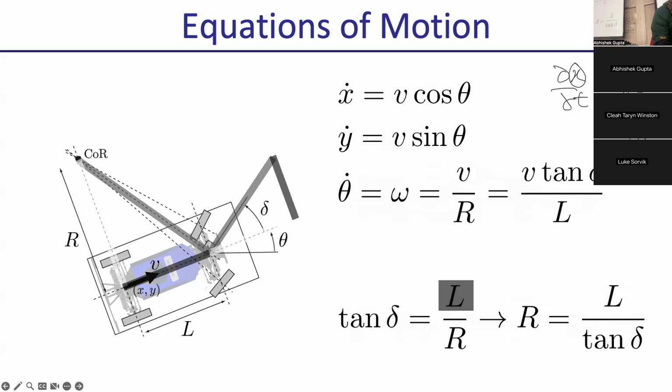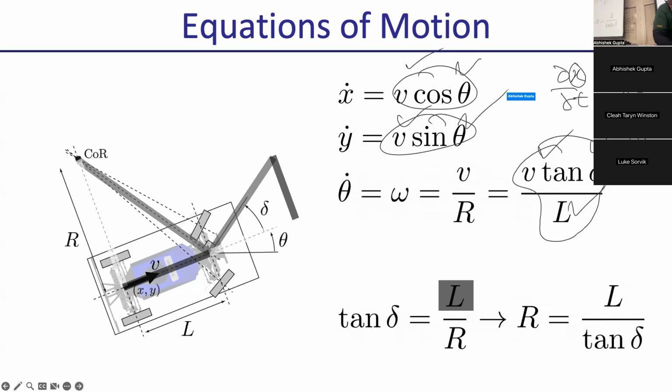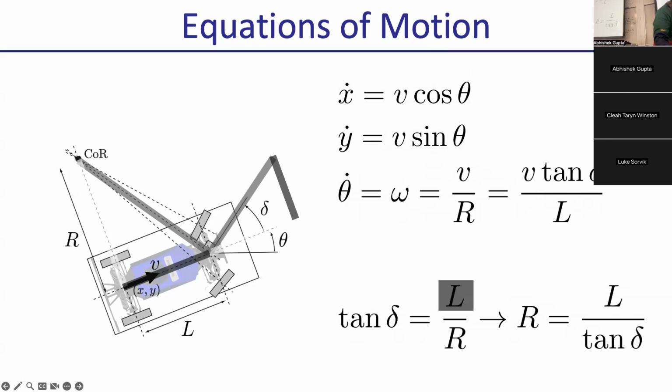And you've written in terms of things that you know: V cosine theta, V sine theta, V tangent delta by L. You know this, you know this, you know this. You know everything, right? So you have a fully defined model, no unknown quantities. Okay, good. So that is all that the kinematic bicycle model is.